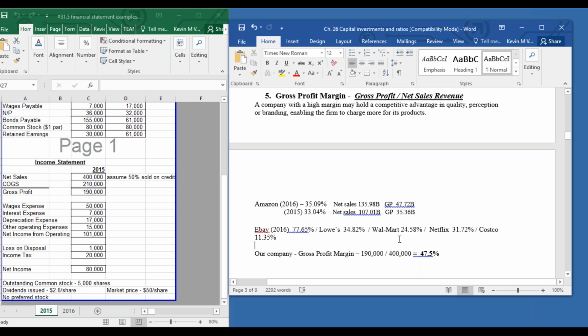I went ahead and did our company here. It's pretty easy. Take the 190,000 divided by our net sales in total. So for every dollar I bring in, 47.5 cents is added to profit.